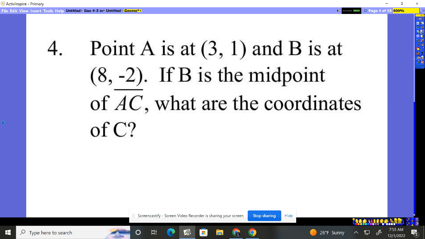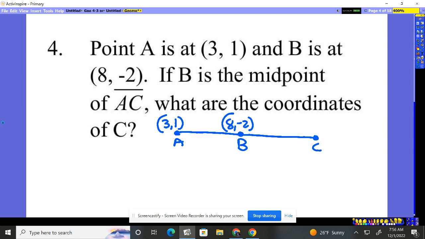Number 4, point A is at (3, 1) and B is at (8, -2). If B is the midpoint of line segment AC, okay, so I'm going to draw this picture. B is the middle, the midpoint of line segment AC. So I have to see what's going on here. It tells me A is at (3, 1), and it tells me B is at (8, -2). And it wants to know, where's this C then?